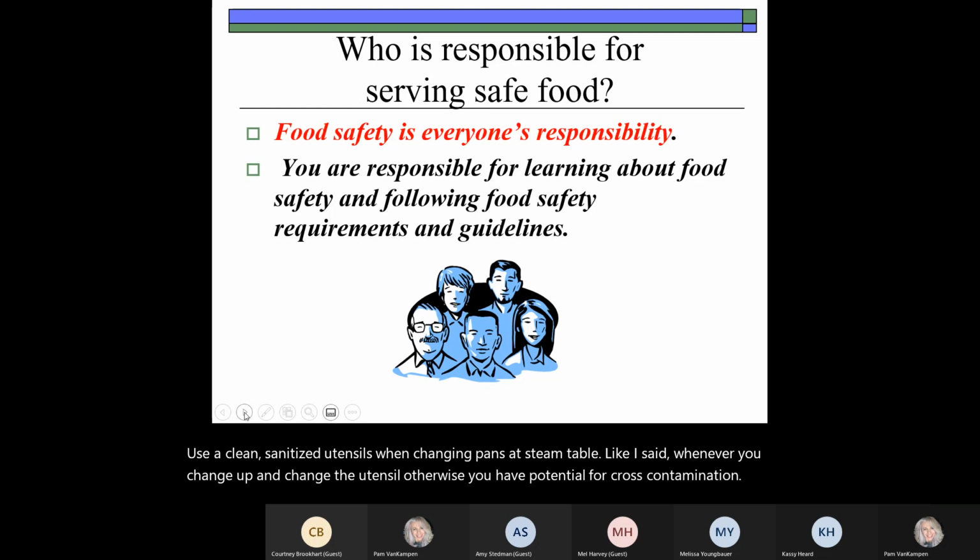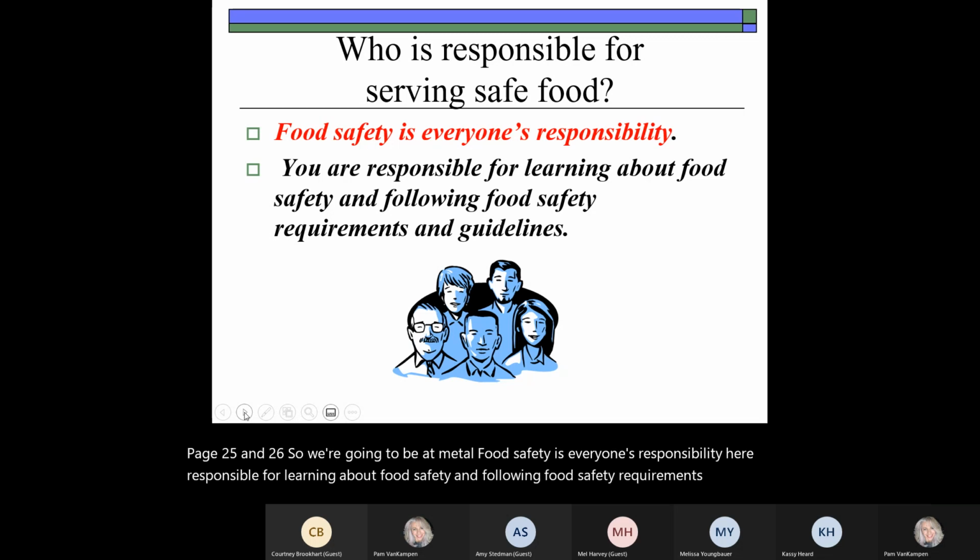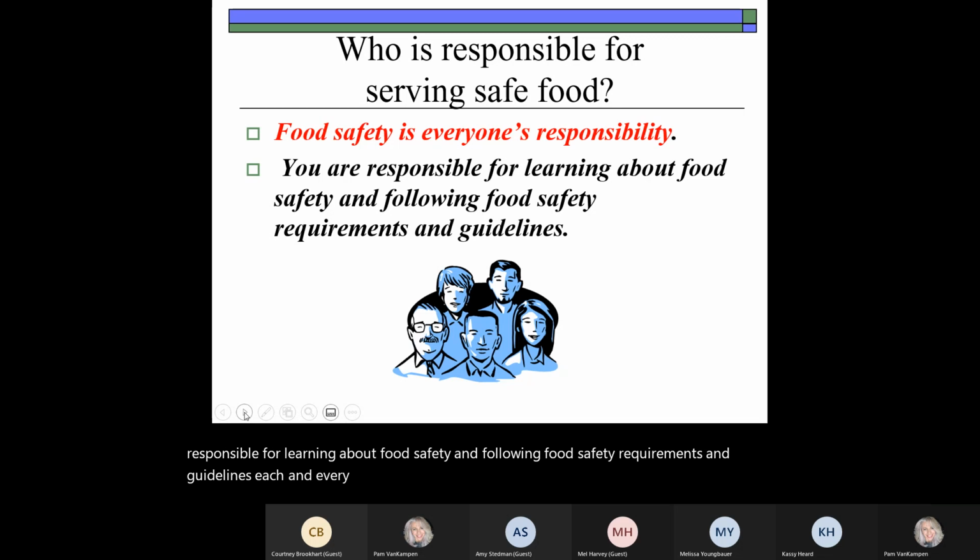Page 25 and 26 we're going to be at now. Food safety is everyone's responsibility. You're responsible for learning about food safety and following food safety requirements and guidelines each and every time, each and every day that we are working.